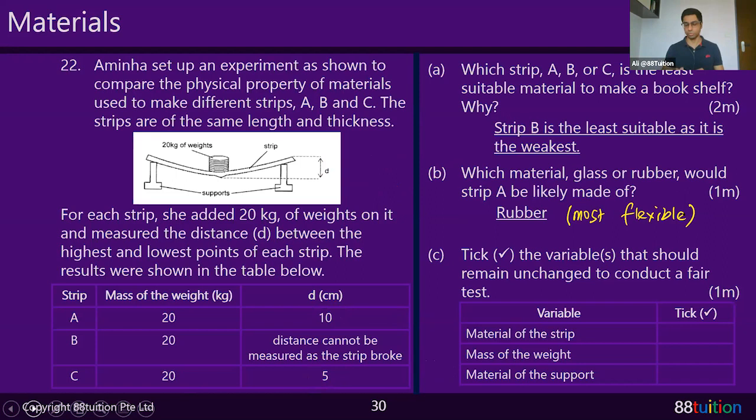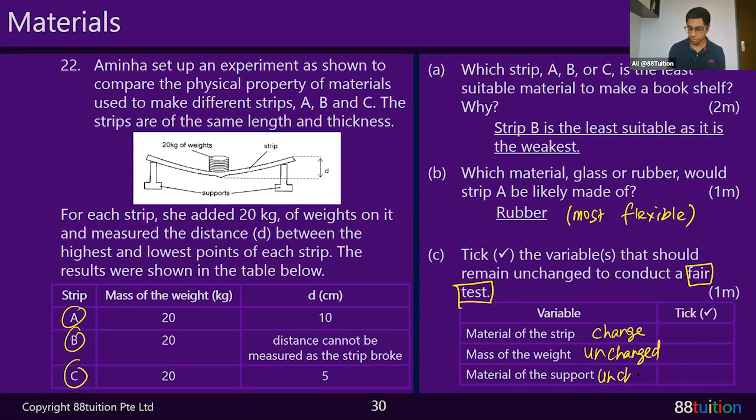Okay. And finally, tick the variable. This is to conduct a fair test. For a fair test, you are supposed to change the material, A, B, and C. So the material of the strip, you must change. These two must be unchanged. The rest must be unchanged. So you tick the unchanged ones, because the question asks which ones must be unchanged.